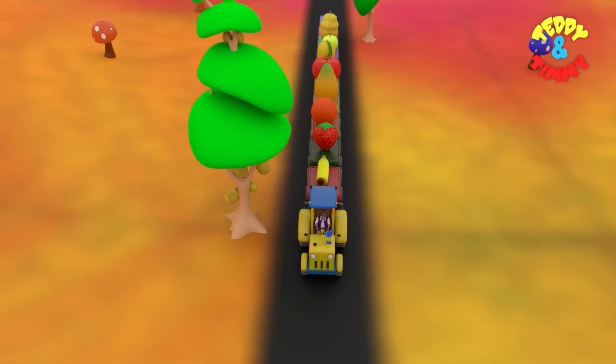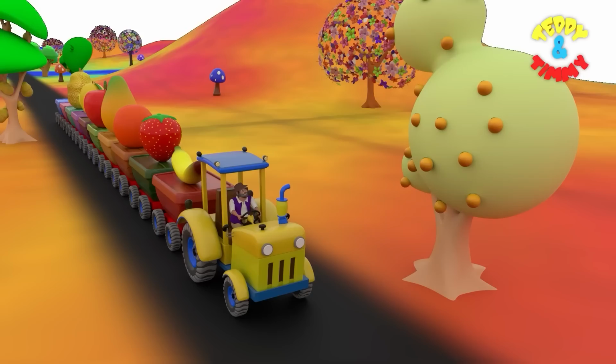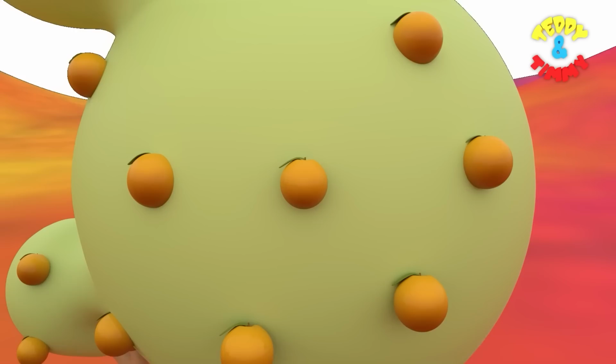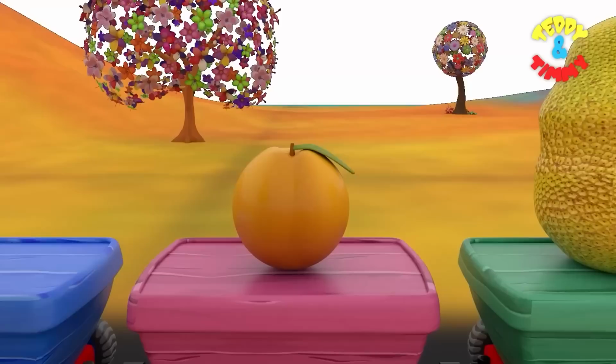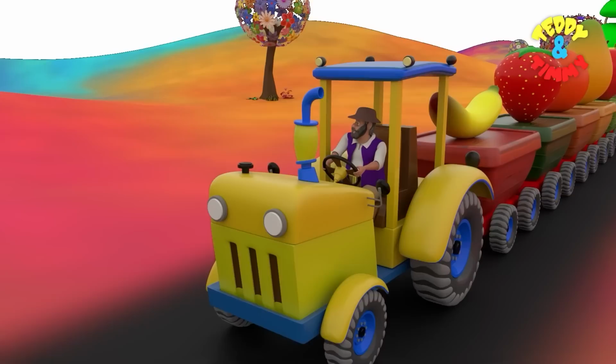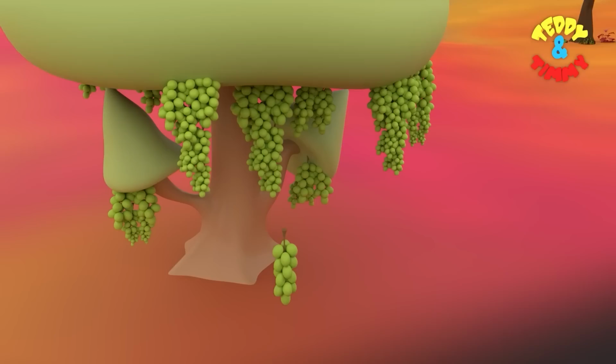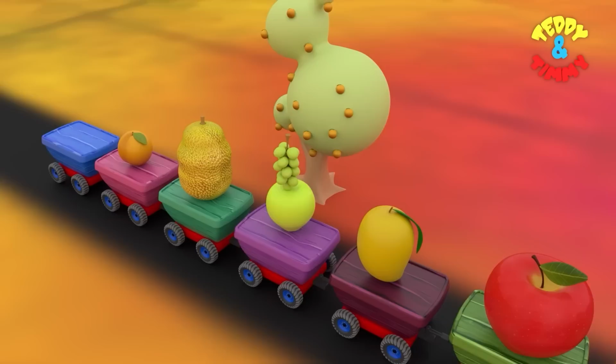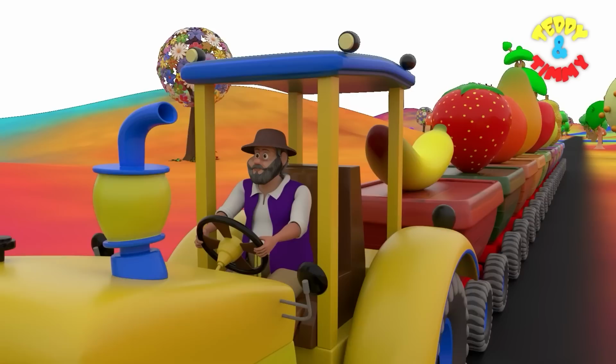I can see the next fruit tree. These are apricots. Apricot! Ho, ho, ho! We have one more fruit to go. These are bunches of grapes. Grapes! Ho, ho, ho! Fruits!